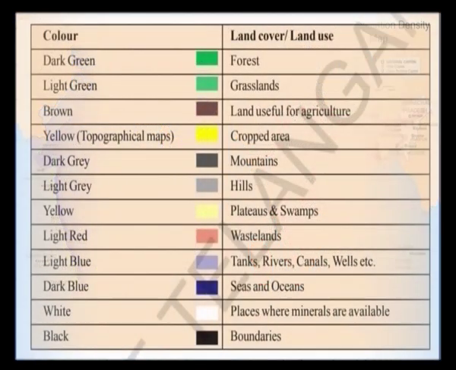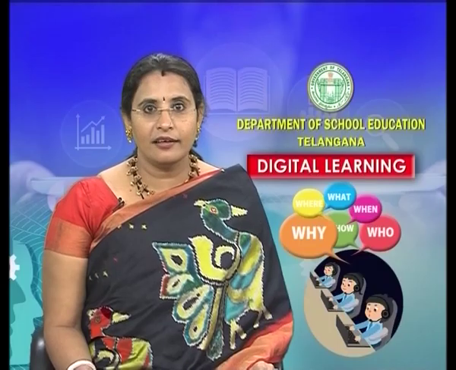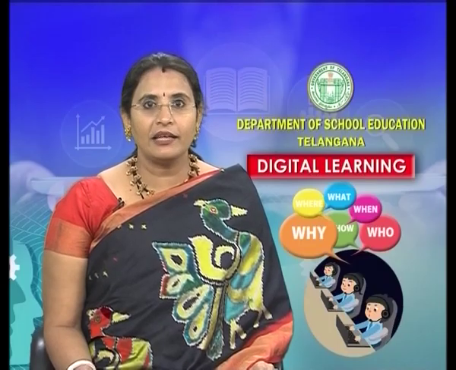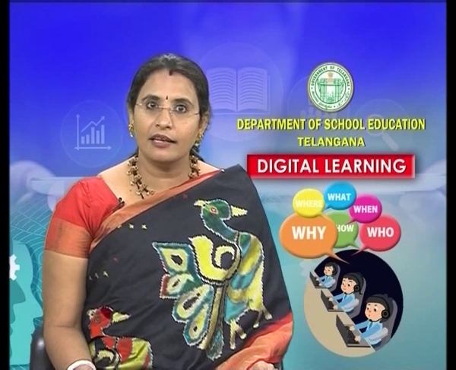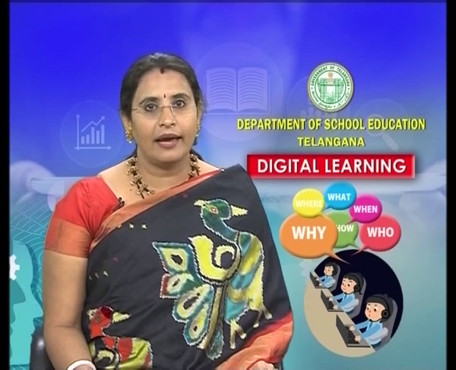Here children, the standard colors which are used in the maps are dark green for forest, light green for grasslands, brown for agriculture and likewise. So whenever you see the maps given in your atlas, you will find a common color scheme, and these are the colors which are universally accepted while preparing the maps.